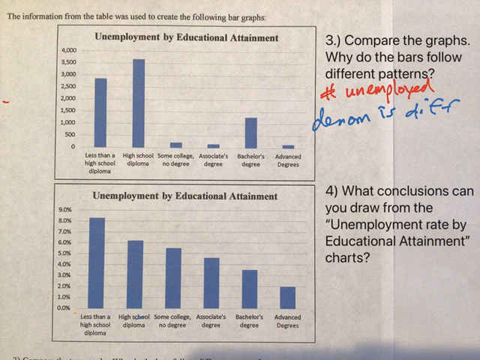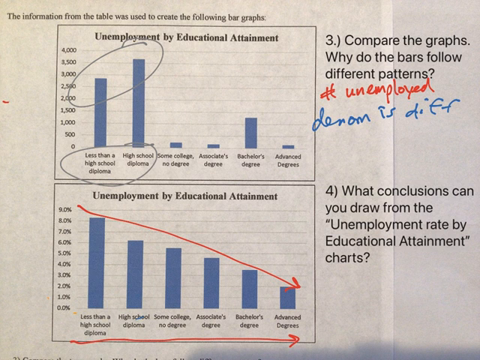what conclusions can you draw from these charts? Well, the first one might be a little more difficult, but you can see there are more people unemployed at the high school and less than high school areas, right? That's what the graph said. In the second graph, there are more bars in more places here. But as you earn more college, so you gain more education, your unemployment rate goes down.